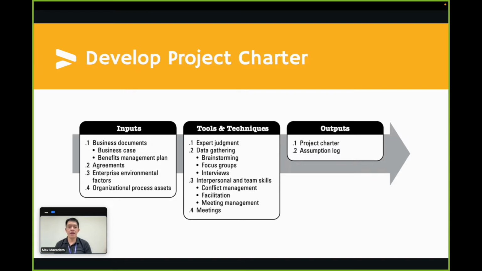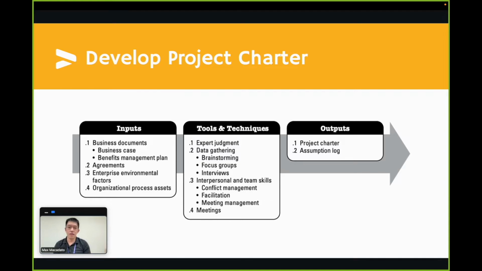The enterprise environmental factors that can influence the Develop Project Charter process include government or industry standards, legal and regulatory requirements, marketplace conditions, organizational culture and political climate, and stakeholders' expectations and risk thresholds. The organizational process assets that can influence the process include organizational standard policies, processes, and procedures, portfolio, program, and project governance framework, monitoring and reporting methods, templates, and historical information and lessons learned repository.